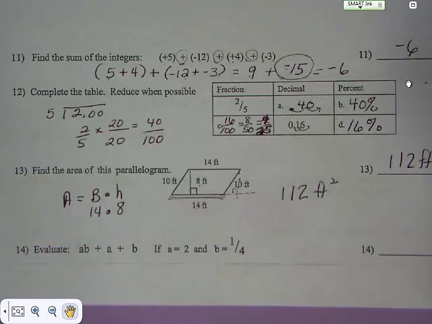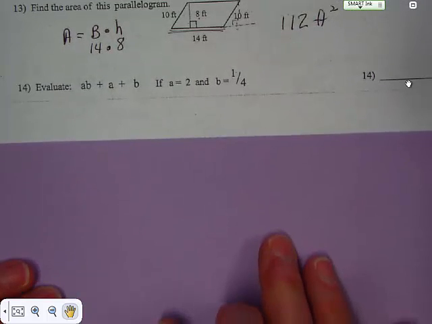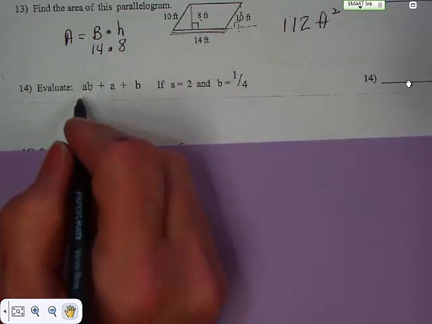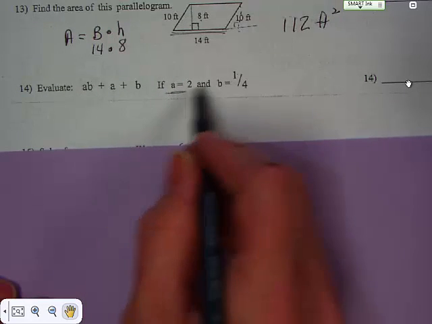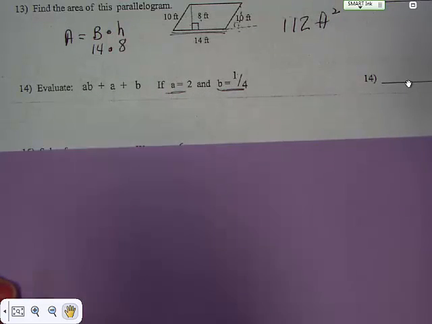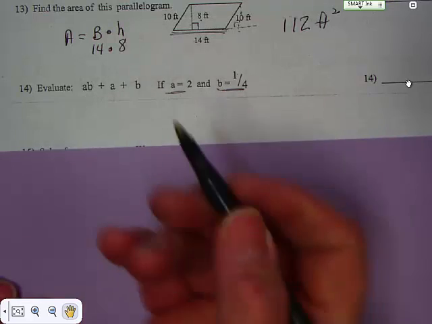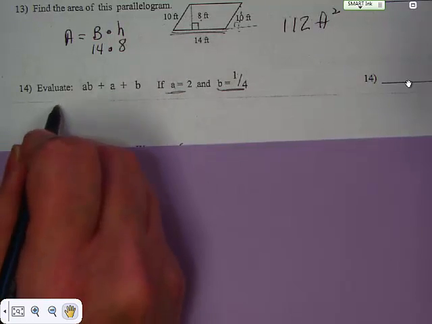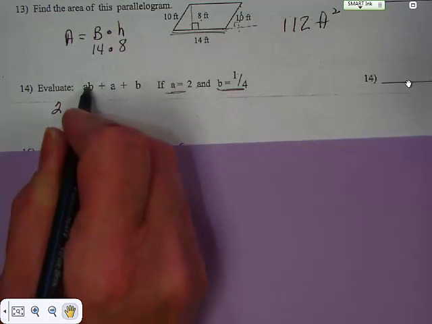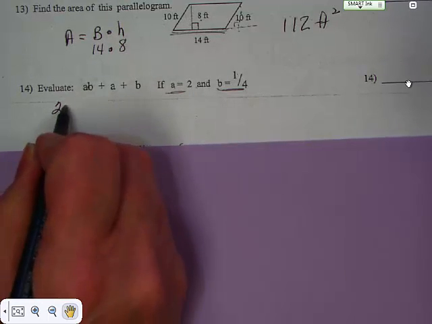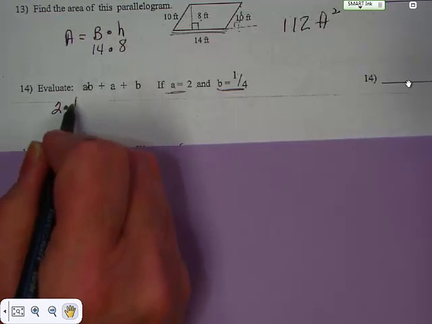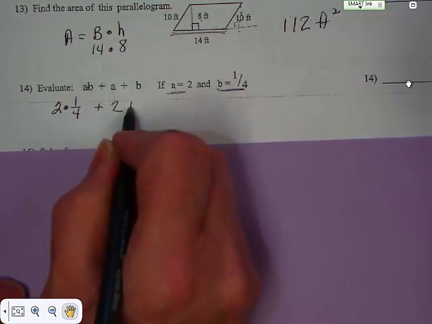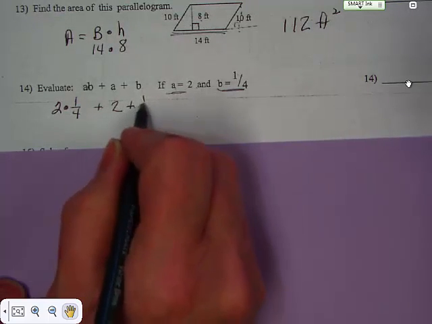Number 14, we are evaluating. Remember, evaluating really basically means solve, and in this case we have to substitute in here. We have to put in the numbers for the letters. So let's do that. A is 2 and B is 1/4. So 2, and there's a little tiny multiplication sign there. 2 times 1/4 plus 2 plus 1/4.